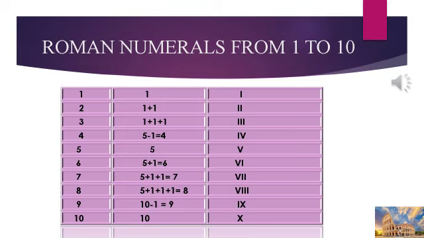5 is represented by symbol V. 6 can be written as 5 plus 1, that is VI. 7 can be expanded as 5 plus 1 plus 1, that is VII. 8 can be written as 5 plus 1 plus 1 plus 1, that is VIII. 9 can be written as 10 minus 1, where 10 equals X and 1 equals I. Therefore, Roman numeral of 9 is IX. And 10 is represented by symbol X.